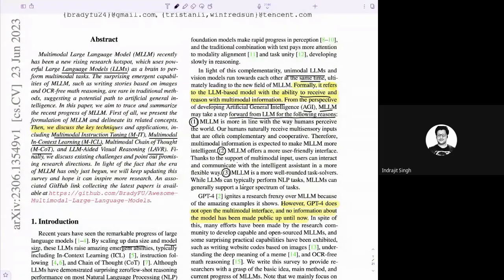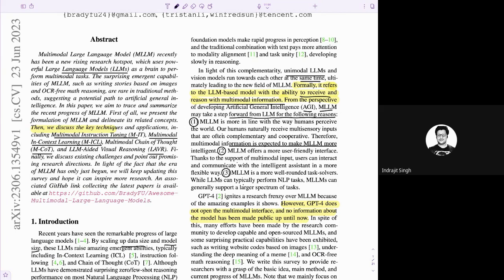First, MLLM, or multimodal language model, is more in line with the way humans perceive the world, right? Humans naturally receive multi-sensory inputs that are often complementary and cooperative. Therefore, multimodal information is expected to make MLLM more intelligent. We want these models to not just respond to textual information, but also video, images, and sound, as we move towards making these models more like how humans perceive things.